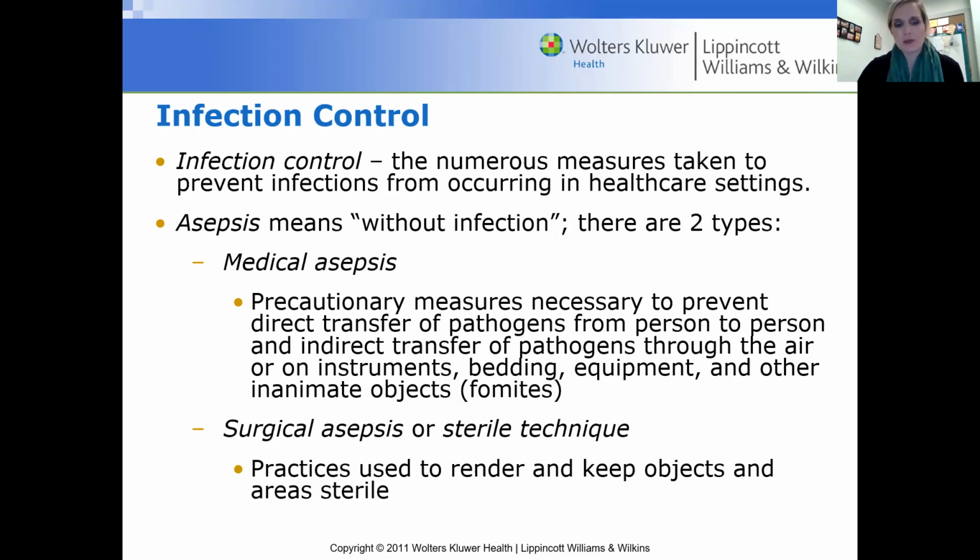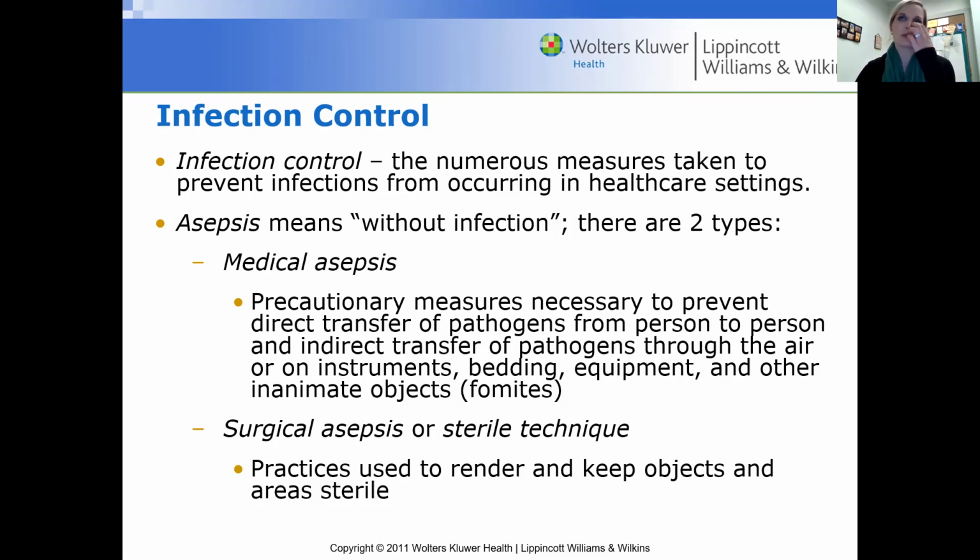Medical asepsis, as it mentions here, refers to precautionary measures that are necessary to prevent the direct transfer of pathogens from one person to another, or even the indirect transfer of pathogens. So, perhaps touching a patient and then touching a doorknob, and then somebody else comes and touches that doorknob. That's what I mean by indirect. So through the air or through instruments, like the doorknob I just mentioned, or bedding, equipment, any type of inanimate object.